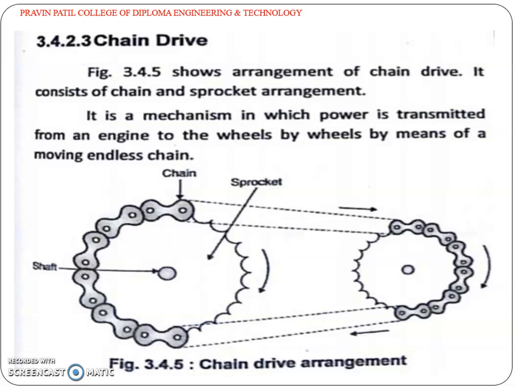Hence, bending stresses are eliminated. It can be used for a high speed ratio of 7:1. It is particularly suitable for damp and dirty conditions. The chain must run concentrically on the sprocket and at right angles to the shaft.